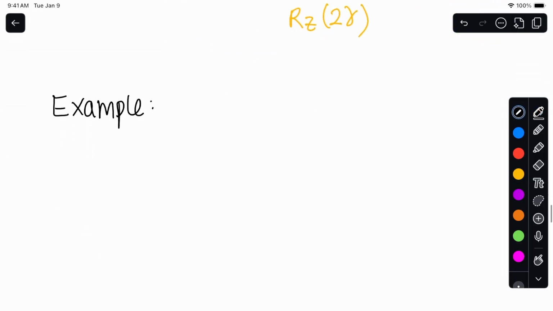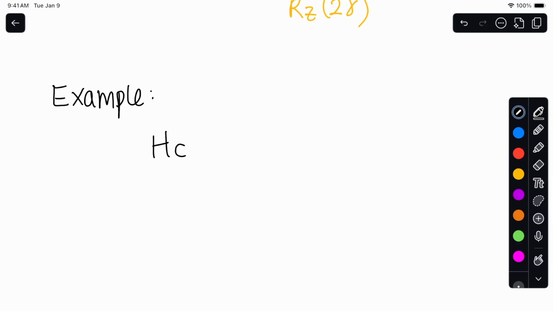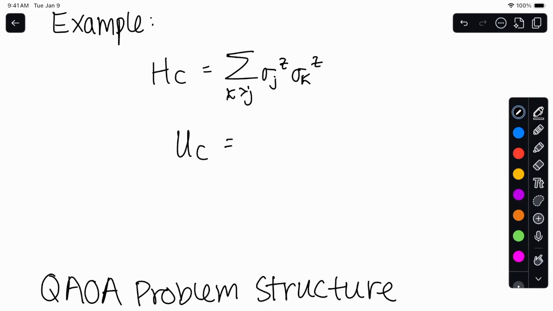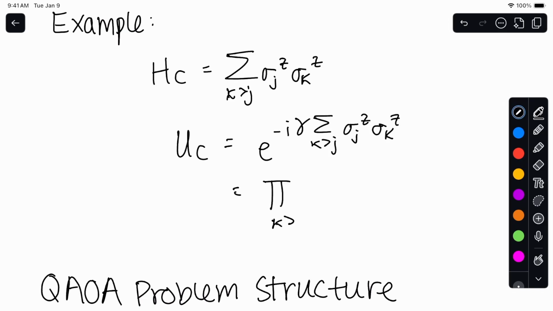Another example we can consider is this one, which has that 2 local term. And in this case, our unitary would be very similarly this. And again, since all the terms commute, we can just write this as a product.